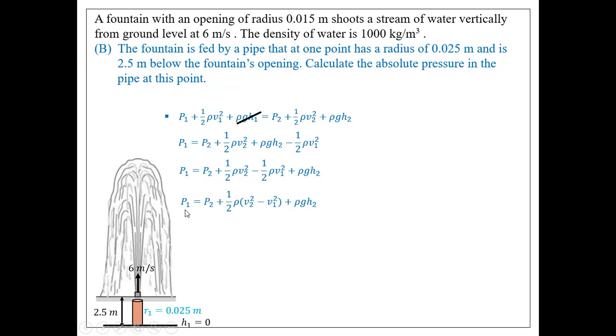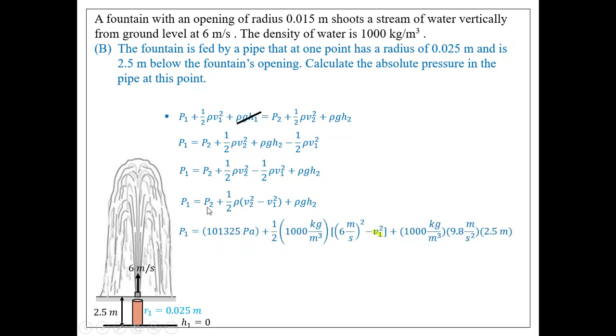All right, so P1 equals P2 plus, once again, both these terms right here in the middle that I'm going back and forth with my cursor has a 1/2 rho in common. So I'm just going to factor that out. And I want to keep V2 squared minus V1 squared in parentheses. And then the last term hasn't changed, so I just carry that down.